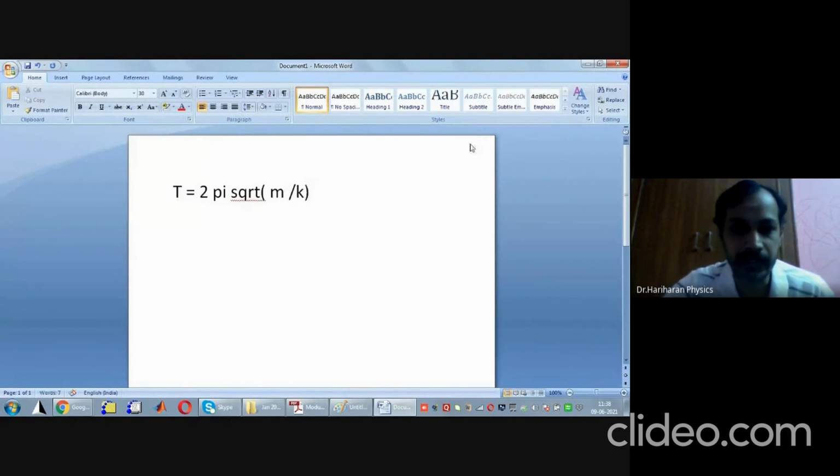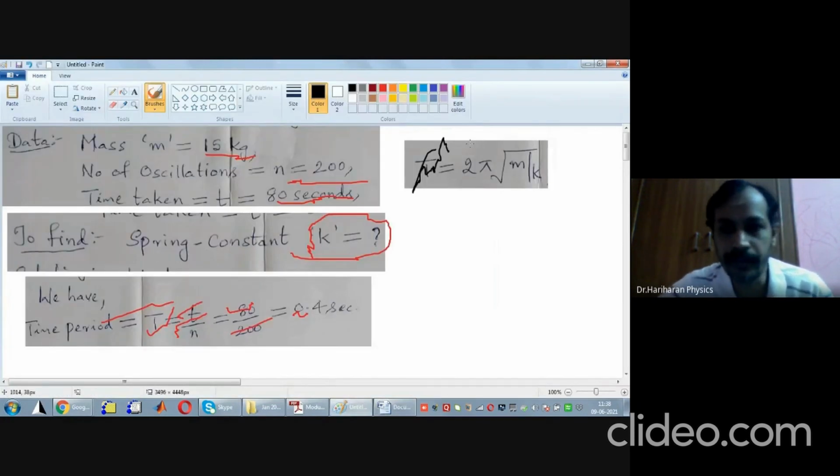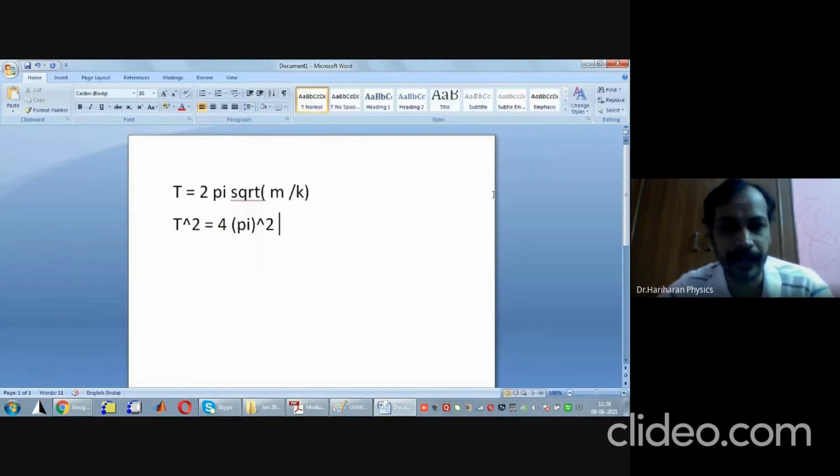What I am going to get is, look here, if I square on both sides, it will take only 1 or 2 mathematical steps. Okay, clear? So if I square on both sides, on the left side I'm going to get T squared. T squared will be equal to 4 pi squared, and the square root of m by k will become just m by k. That will simply become m by k.